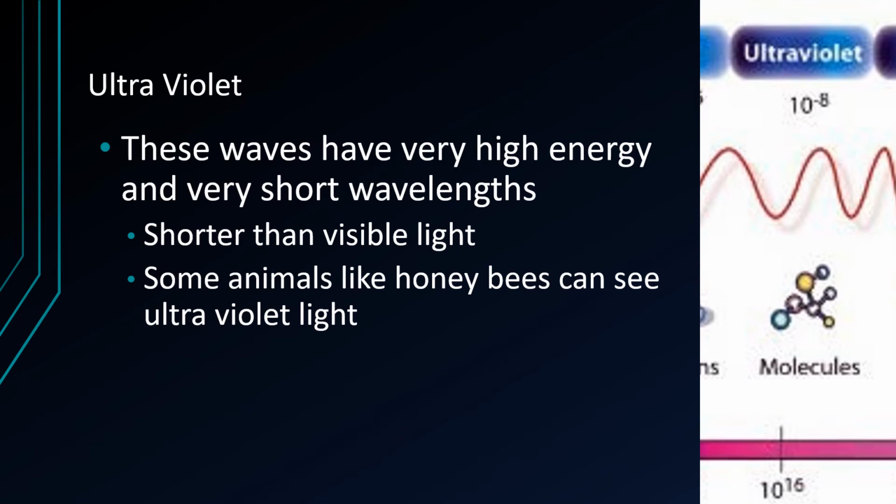So these waves, these ultraviolet rays, have very high energy and very short wavelengths. These are shorter than visible light, and some animals like honeybees can actually see ultraviolet light. You can blame ultraviolet light for a lot of stuff in your life, especially things like sunburns. So if you get sunburned really easy, UV light's the culprit.